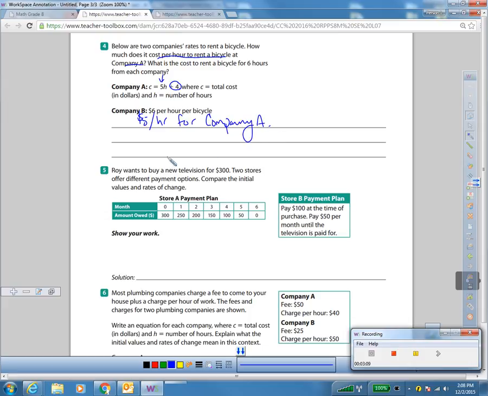Now, to figure out how much it costs for 6 hours of rental, we would substitute 6 hours in, and we'll do the math here. So that gives me 30 plus 4, $34 for company A, and then for company B it's $6 per hour. So I'd have $6 times 6 hours. That would give me $36 total. So a little bit cheaper for company A.